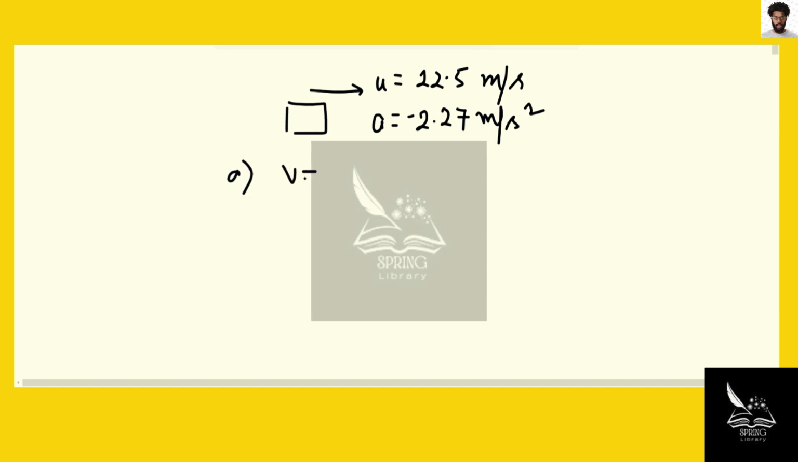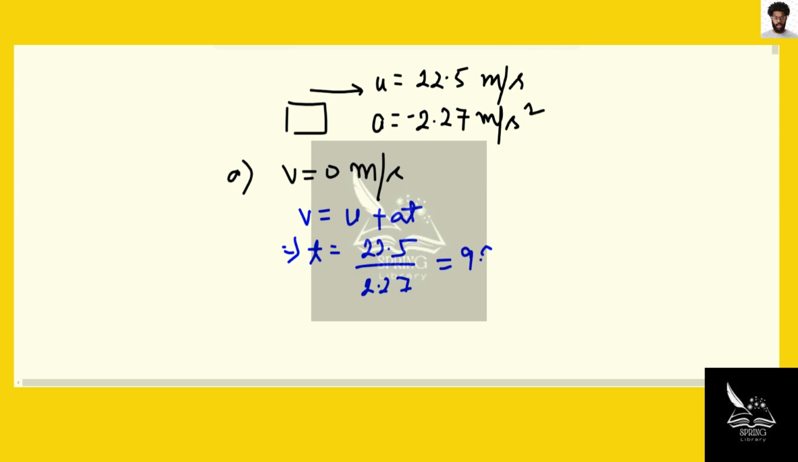As the truck will stop, its final velocity will drop to 0 meters per second. And we can figure out the time by using the kinematic equation v equals u plus at. So when we put the values here, we're going to get the time as 22.5 divided by 2.27. When we divide 22.5 by 2.27, we get the time needed to stop as 9.9 seconds approximately.